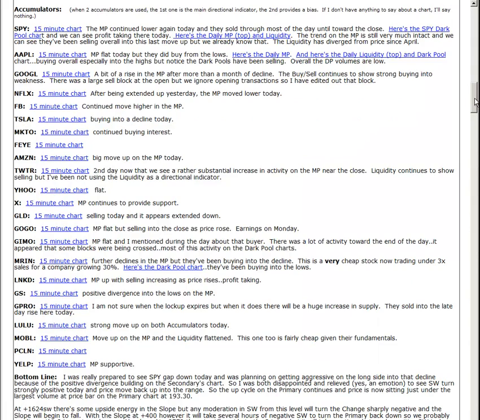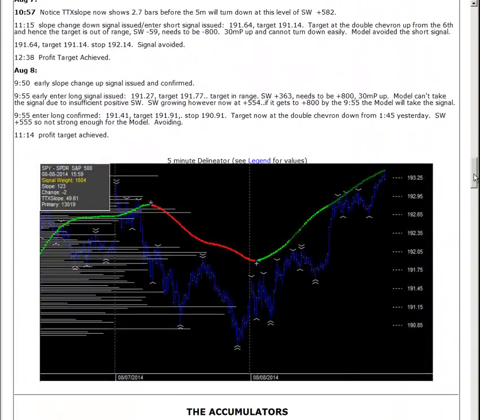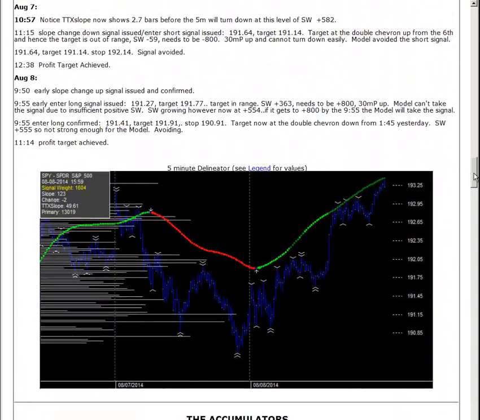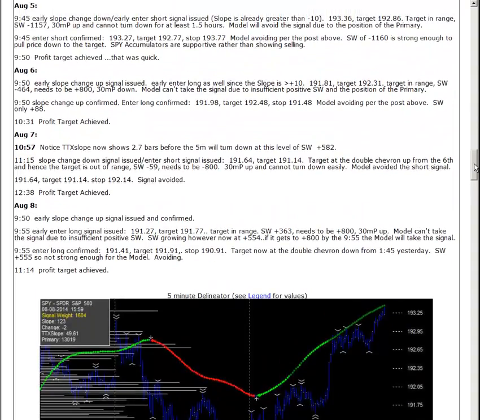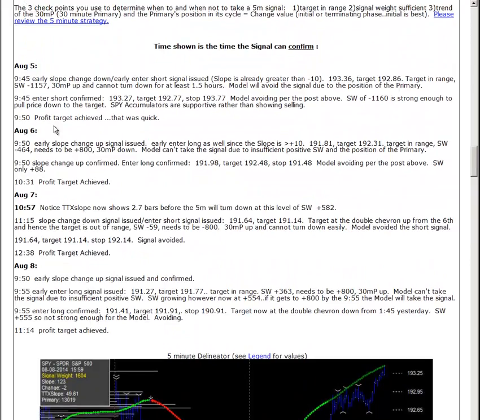In addition to the closing read, we also have a 5-minute section. And here's our 5-minute delineator, and it generates buy and sell signals. And we have a trading model that follows this. Here we see on August 5th we had a profit target achieved. On the 6th we have a profit target achieved. On the 7th and on the 8th all of our profit targets were achieved.